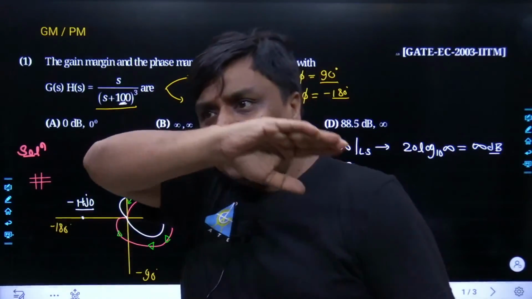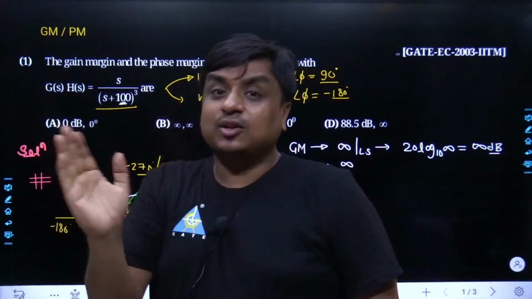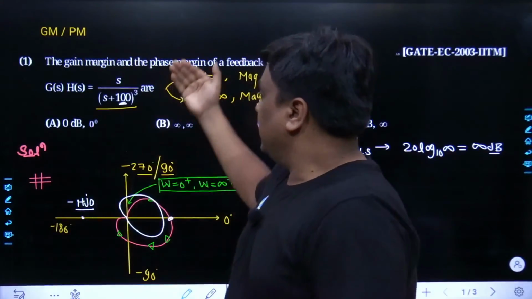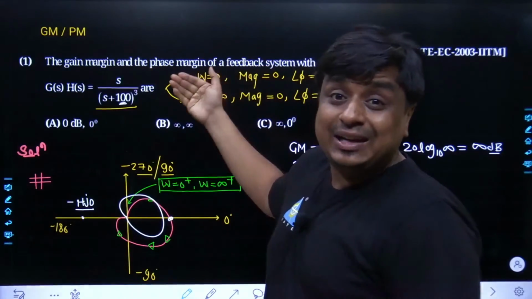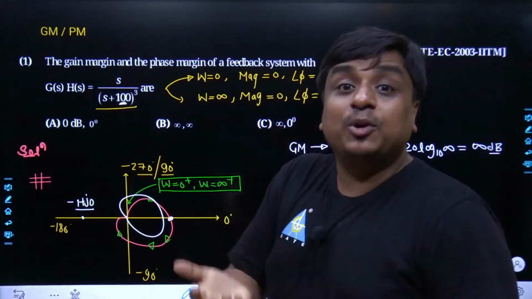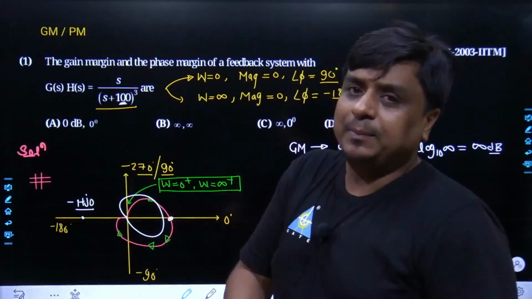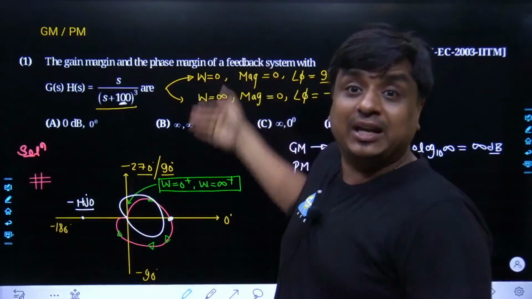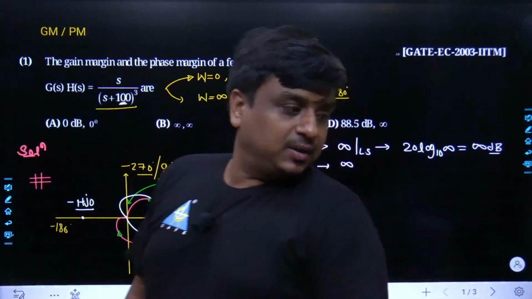That means they are very keen to follow the mathematical process, but sometimes the mathematical process would not lead you to the correct answer, because it may not be able to find the value of omega GC or omega PC. That's the first thing. And sometimes the calculation with the mathematical process becomes very difficult.